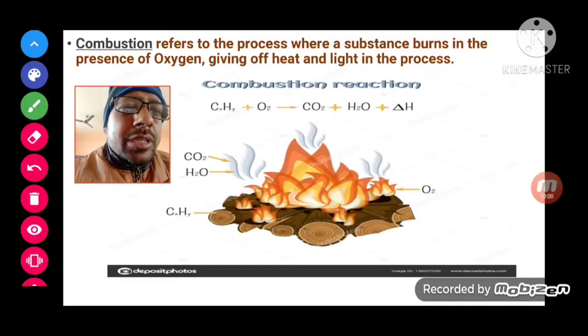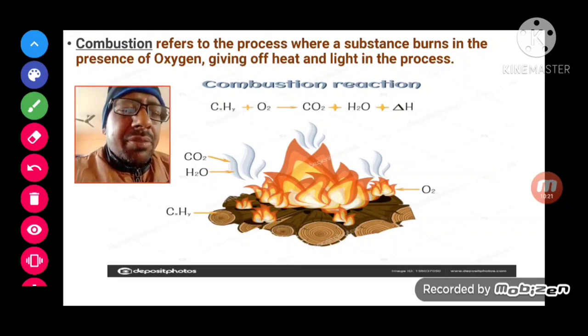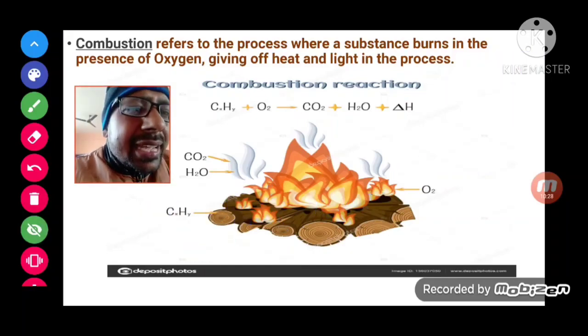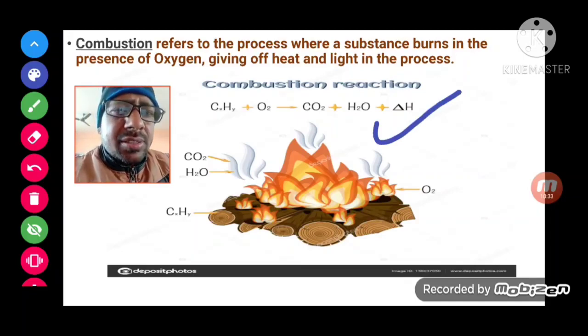It refers to the process where substances burn in the presence of oxygen, giving out heat and light. You can see coal is given, you can say wood is given, and whenever wood gets burned in the presence of oxygen, what will it give? It will give carbon dioxide, water molecule, and here you can see delta H. Delta H is the form of heat and energy. It is a symbol of energy, internal energy.